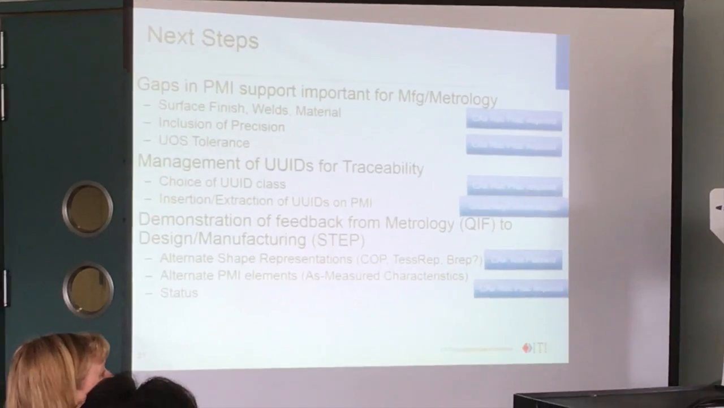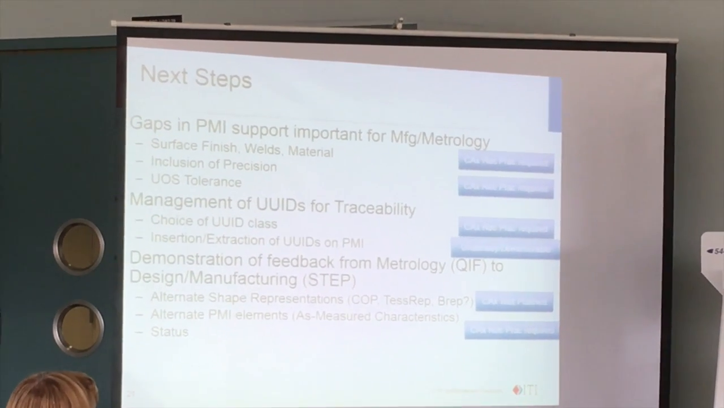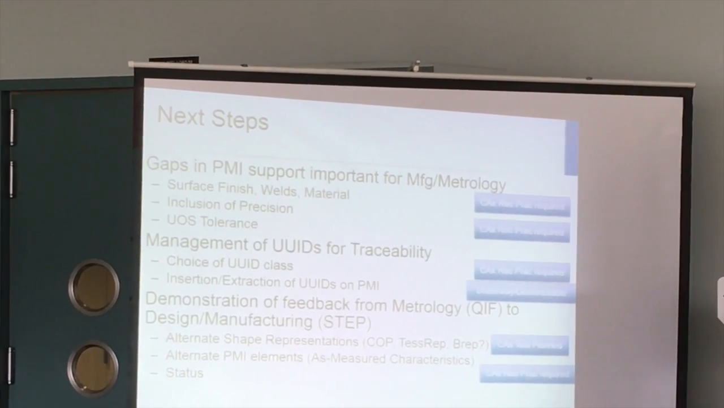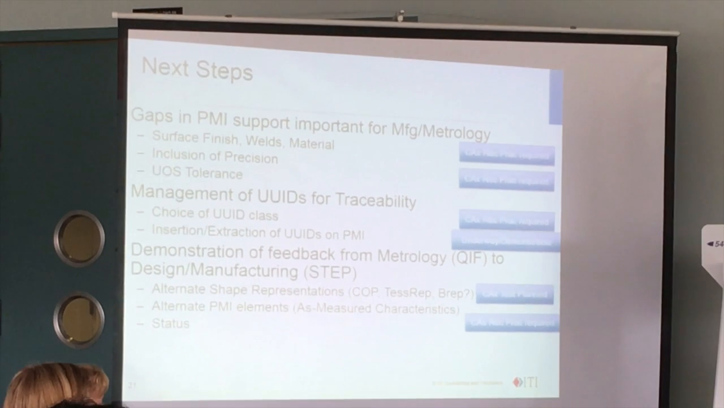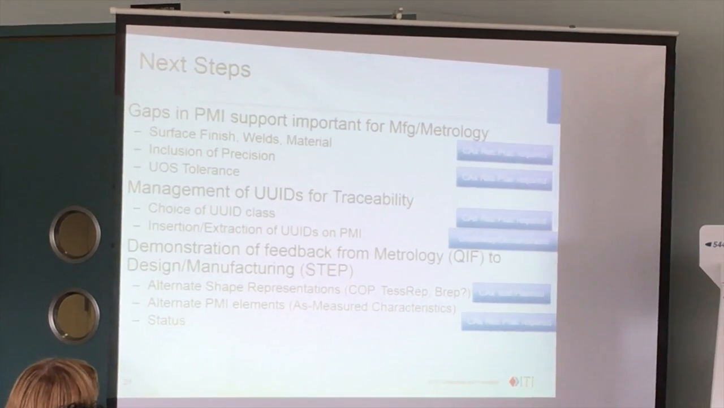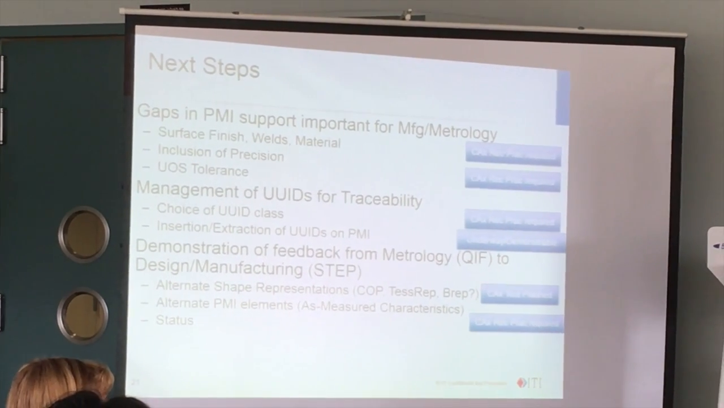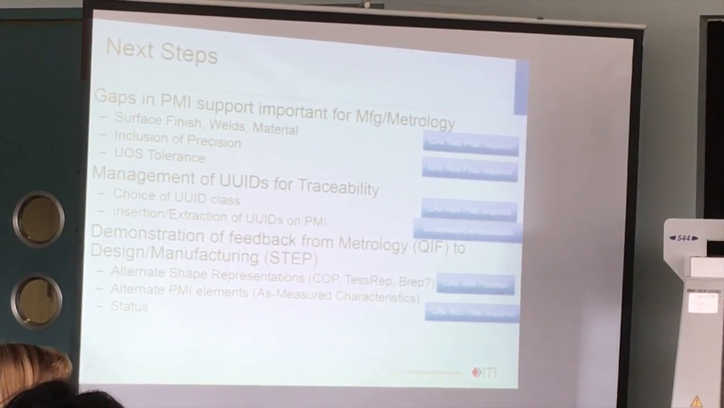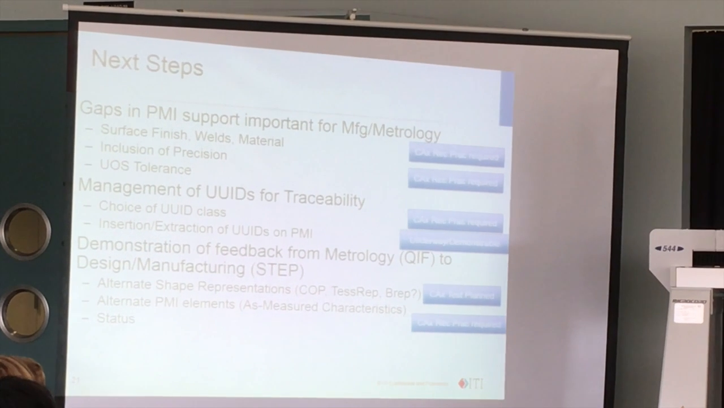What are the next steps? There are some gaps we've identified in the course of the NIST projects and the DMDII project. We have some gaps in PMI support for manufacturing metrology, surface finish, welds, materials. We have done some experimentation on inclusion of precision information, so that is in the prototype that we've already done. There is a requirement for, unless otherwise specified, in other words, global tolerance information content. There is a move afoot to include that as a test case in one of the next CAX-IF test rounds. But we do need recommended practices across the board here.